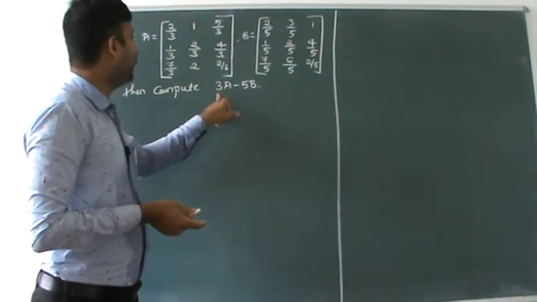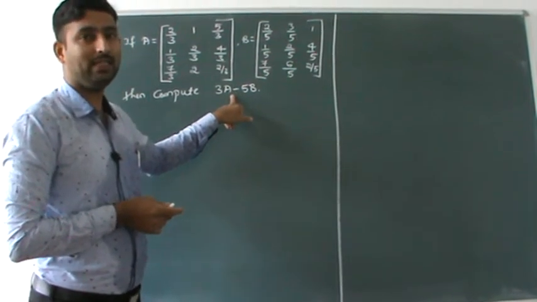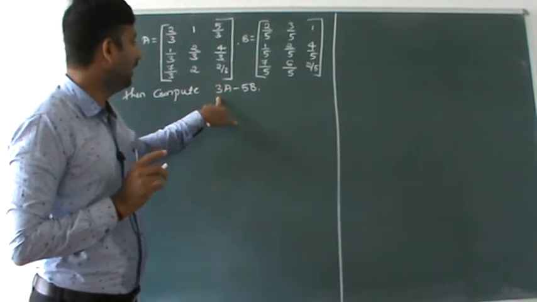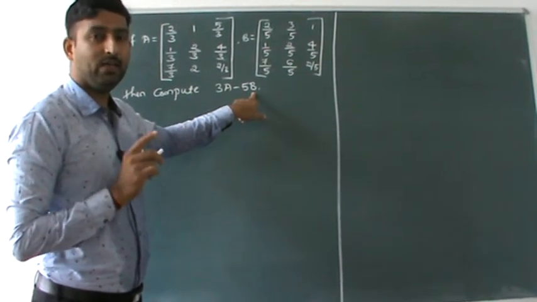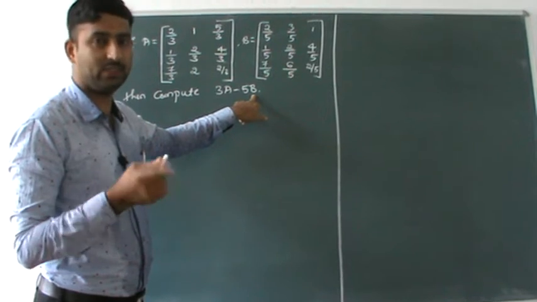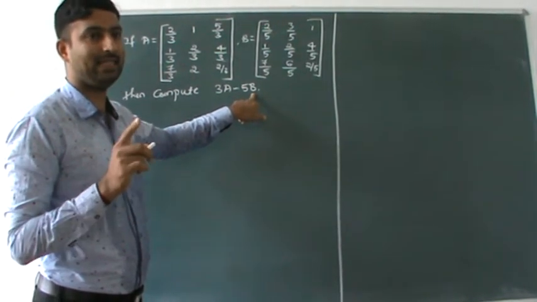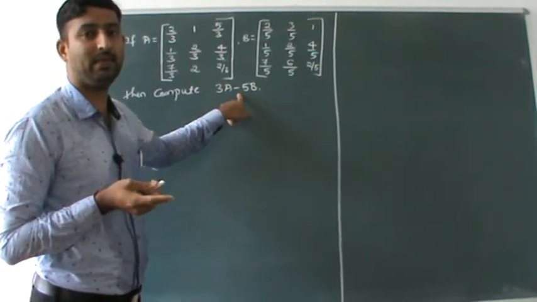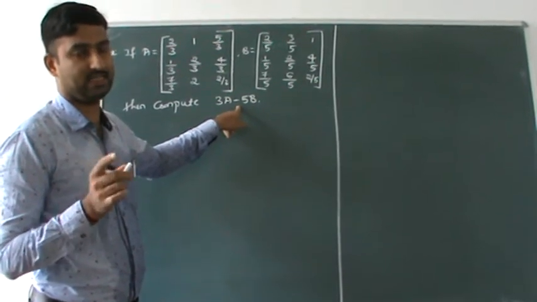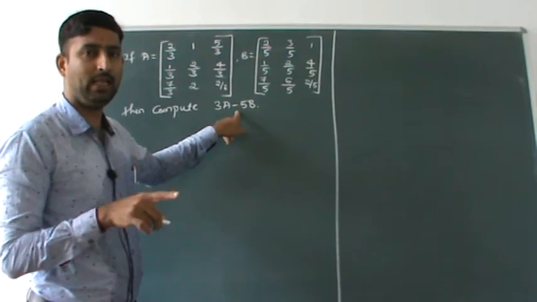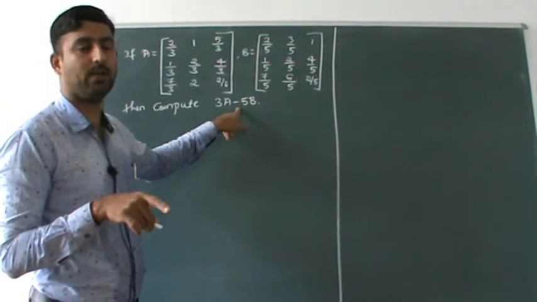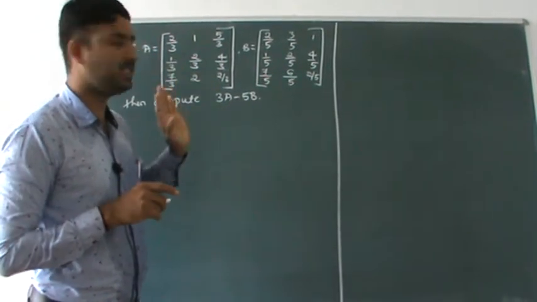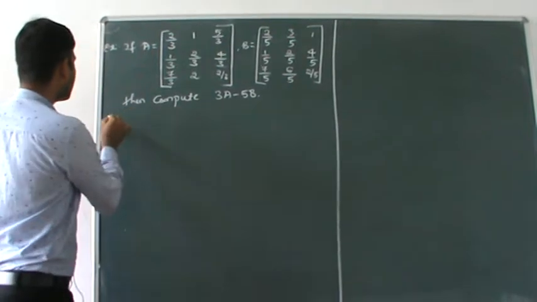Let us look at the expression. What is 3 times A? 3 times A is nothing but scalar multiplication, where the scalar is 3. Here 5 times B is 5 times the given matrix, which is also scalar multiplication. The scalar values are 3 and 5. What is this minus? Minus is nothing but subtraction of matrices. Is subtraction of matrices possible? The answer is yes. Why? Because they are of the same order. So 3A minus 5B holds. Now the solution.